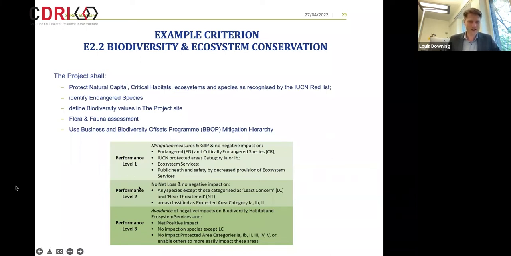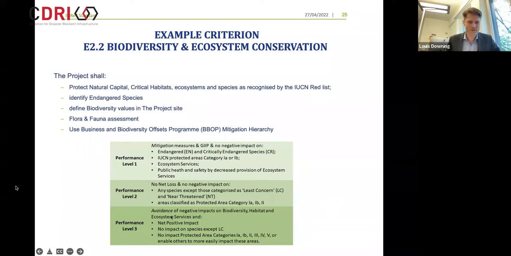And then again, the three performance levels, just to summarize, is that we have no negative impact and good international industry practice for endangered species and critically endangered species, and for protected areas category 1A and 1B. And then performance level 2 is stepping that up from no negative impact to no net loss and no negative impact on the next level up of species and also habitat.